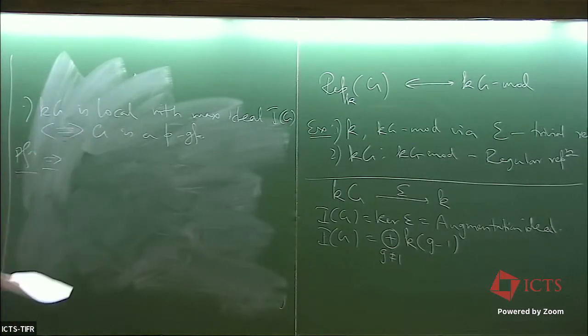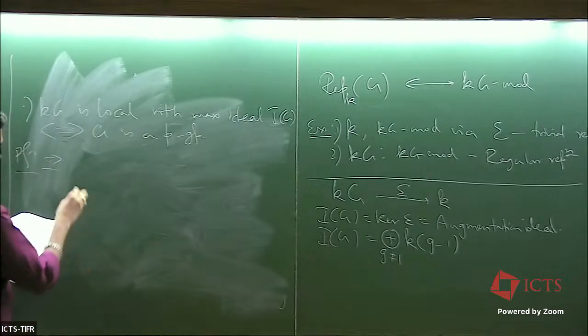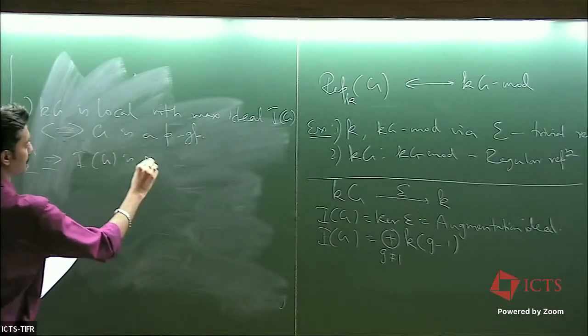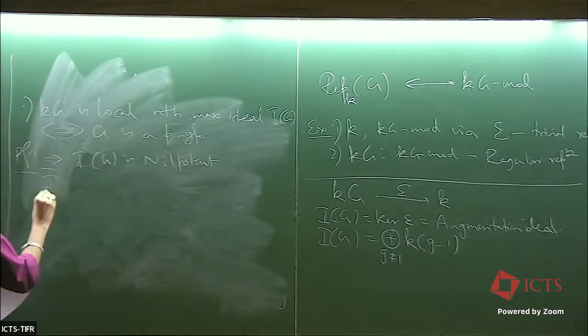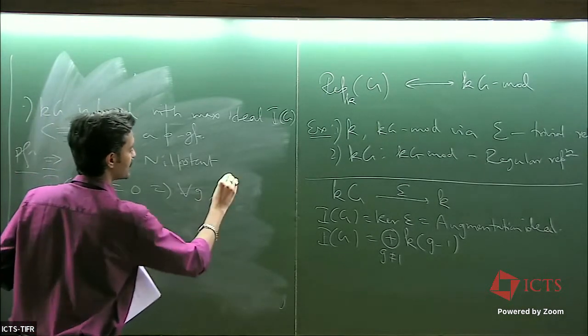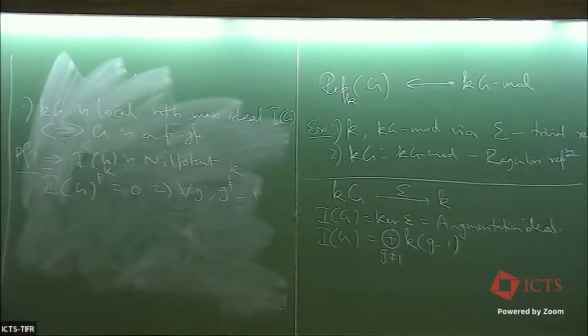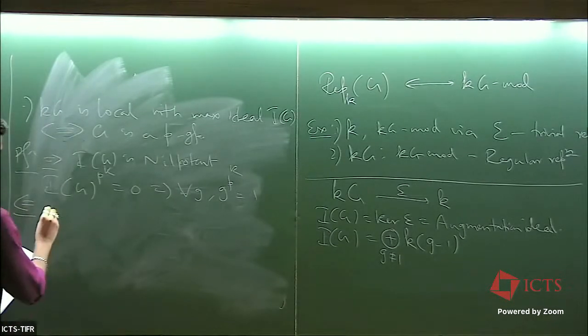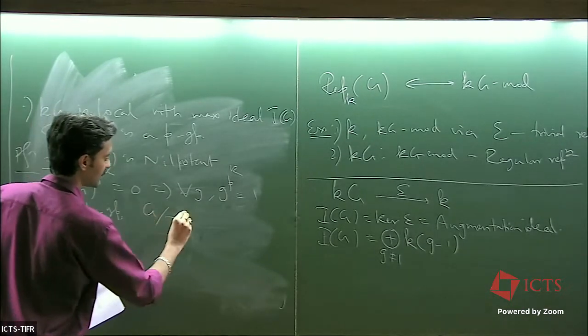So if we assume KG is local, being Artinian, the Jacobson radical is nilpotent, and therefore IG is nilpotent. So now choose K large enough so that IG to the power P to the power K becomes 0, and therefore for all g, g to the power P to the power K is equal to 1. Therefore the order of each group element divides P to the power K, and therefore it is a P group. On the other hand, if you assume G to be a P group, then we have G mod the center.